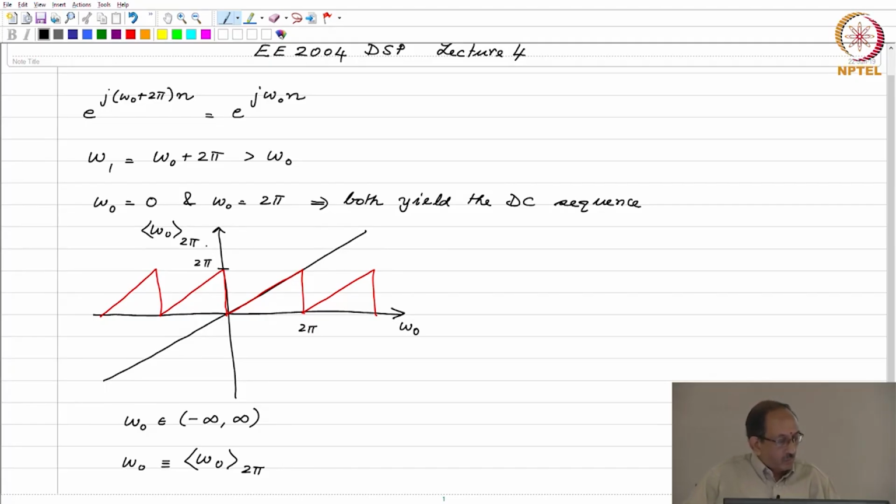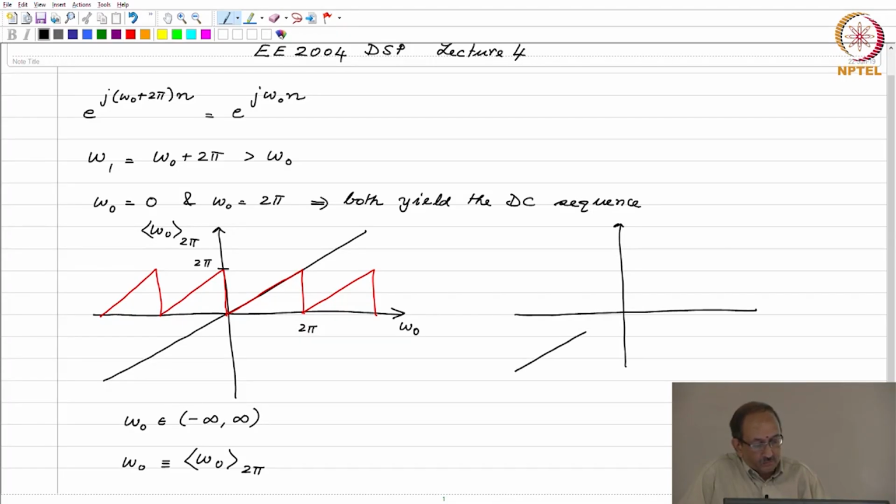And the moment you take mod, it is clear that you need to consider values of omega naught only between 0 and 2 pi, because any value outside this interval can be mapped to within this range. The other way of looking at this is, rather than restricting it from 0 to 2 pi, you can go between minus pi and pi. So, the other graph that shows this is this.